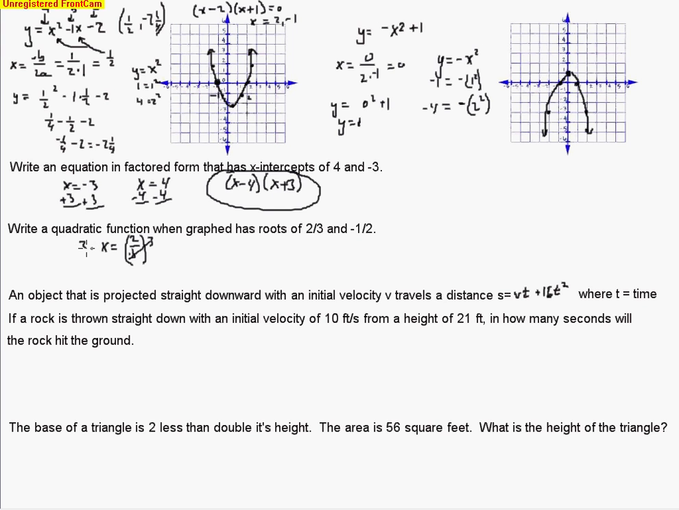So do the same thing on the other side. So I got 3x here. Now I have 3x equals 2, so I have to subtract the 2 from both sides. So that's one of the factors, 3x minus 2.